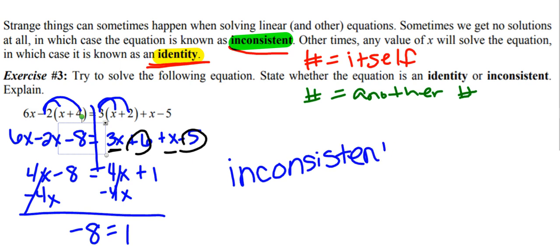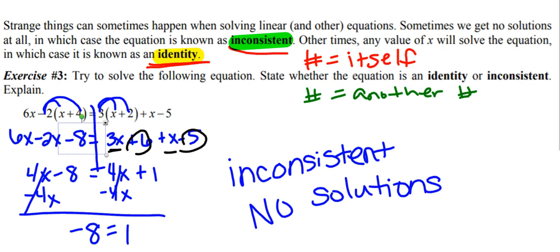Okay? There is no solution. So it's inconsistent, or we also might say no solutions. You've probably heard it used that way.